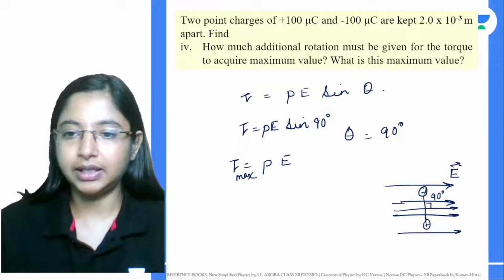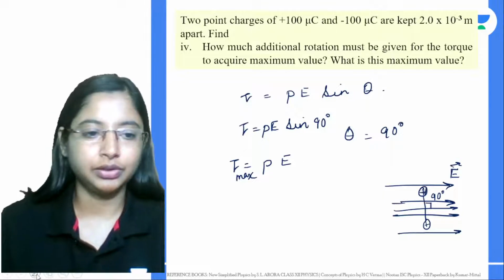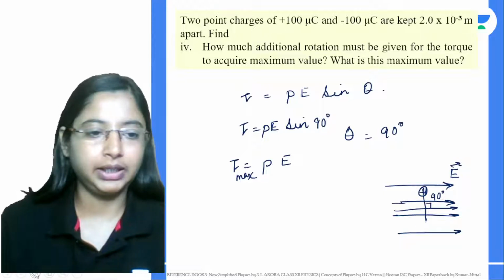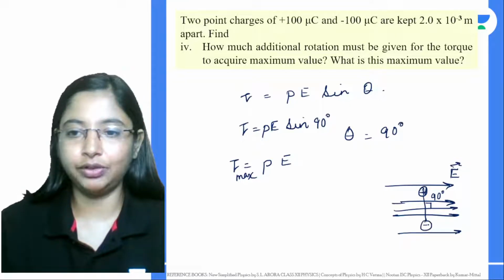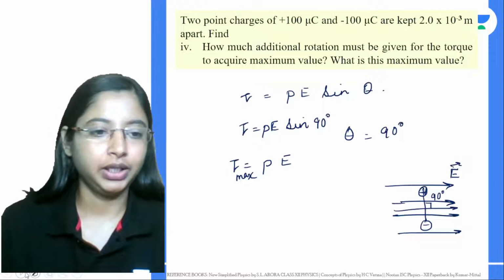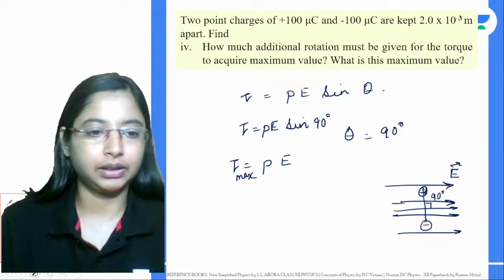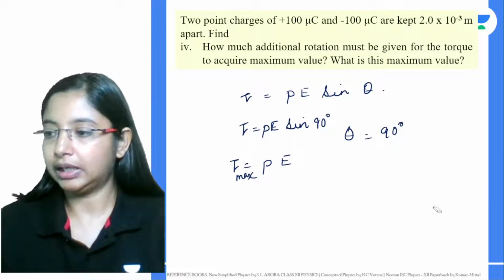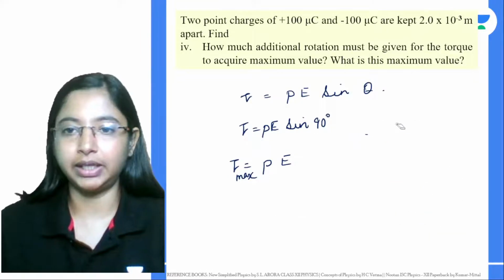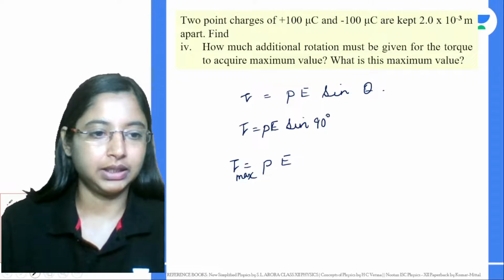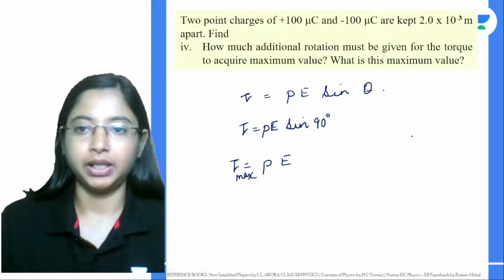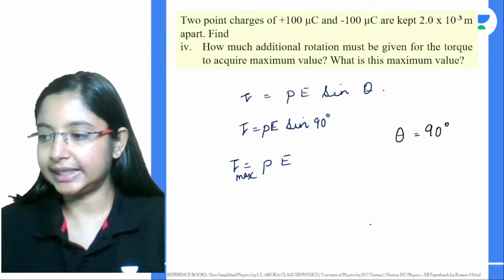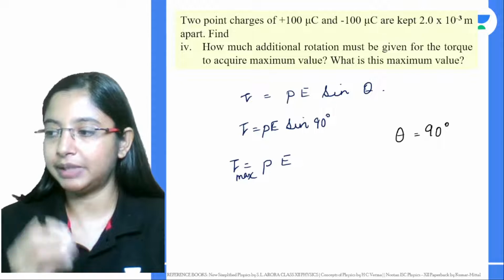So in this case we can see that theta being 90 degrees is when you will get the maximum torque. From here we can say that for maximum torque, theta has to be 90 degrees.